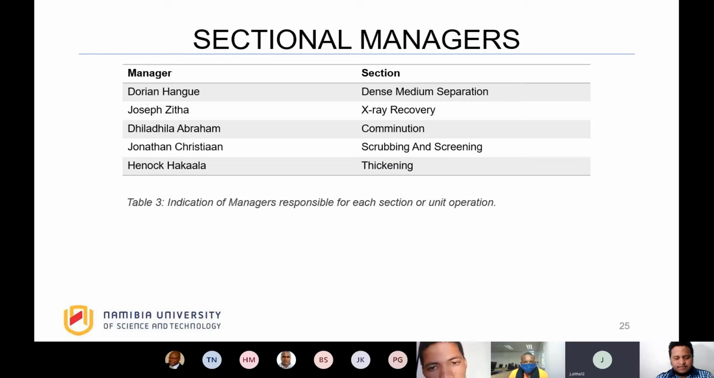Joseph. Okay, so as far as the sectional managers are concerned, like we said, we have 5 sections. The manager for the DMS will be Dorian Hangwe. For the X-ray recovery, it will be myself, Joseph Zita. Communication will be Abram Dila Dila. Scrubbing and screening will be done by Jonathan Christian, and the thickening will be done by Henok Hakala.